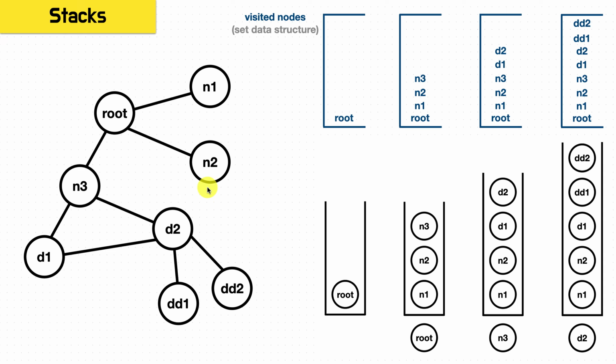We pop N2, use it. It doesn't have any neighbors other than the root, which has already been visited, so we're done with that path. We pop N2, and then finally we get back to N1, which is the last node we visit. So we pop N1, use that, and we're done.